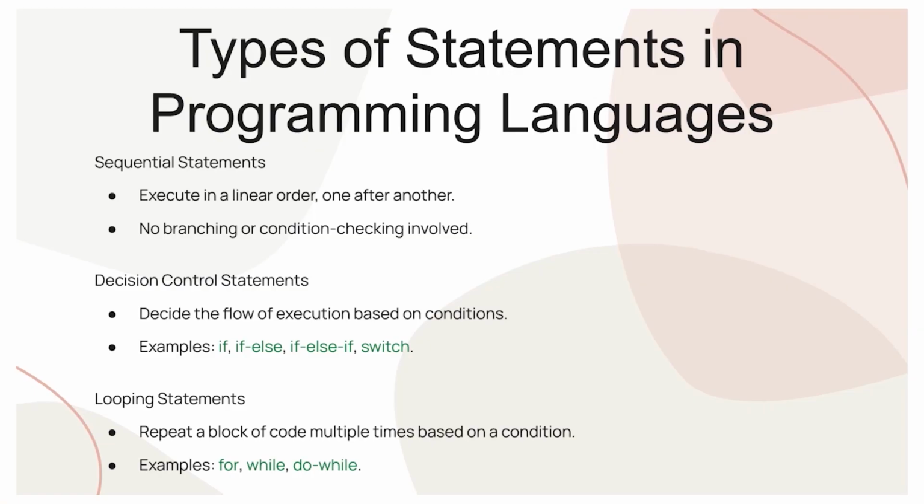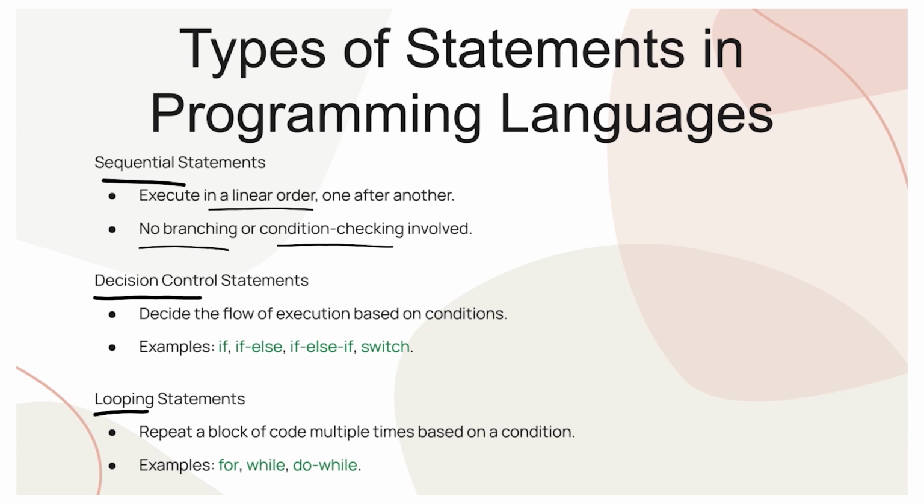There are three main types of programming statements: sequential, decision control, and looping statements. In sequential statements, the code simply executes line by line, one after another. There is no change or alteration in the execution of these lines. There is no branching and no condition checking involved in the sequential statements.